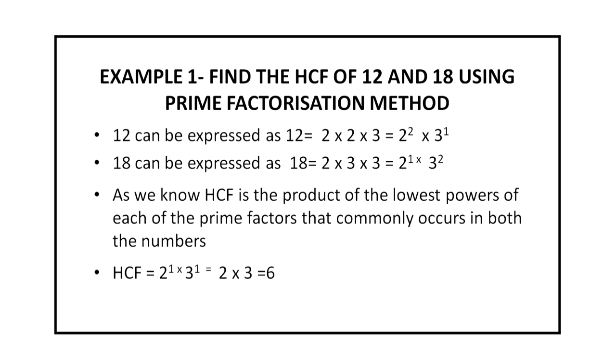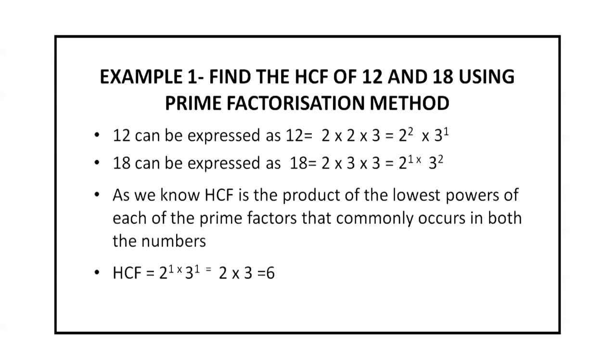Similarly, 18 can be expressed as 2 into 3 into 3, which equals 2 raised to 1 into 3 raised to 2. This is because 2 occurs only once and the factor 3 occurs twice. As we know, HCF is the product of the lowest powers of each of the prime factors that commonly occur in both the numbers. So find out the lowest power for each number. For the number 2, the lowest power is 2 raised to 1, and for the number 3, the lowest power is 3 raised to 1. Hence, we choose 2 raised to 1 into 3 raised to 1 for determining the HCF. Thus, HCF equals 2 into 3 equals 6.